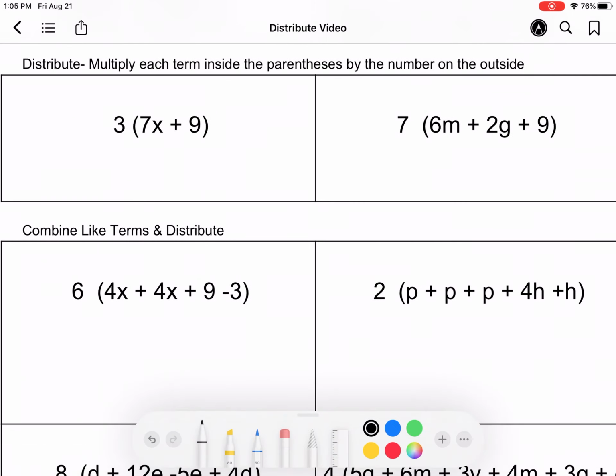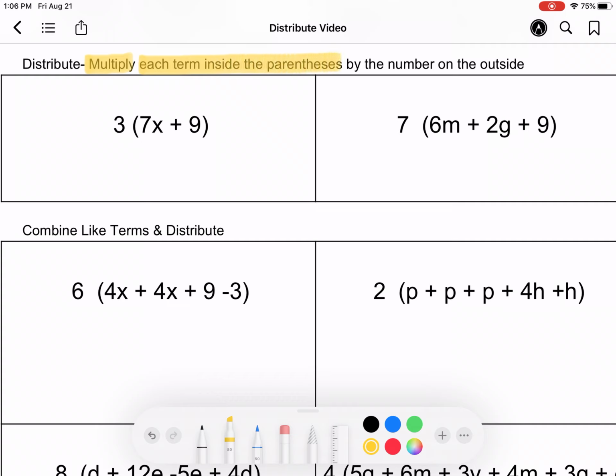Next, we're going to discuss distribution. To distribute simply means to multiply, and we're going to multiply it by each term inside the parentheses. That's very important. So what I'm going to do is take this 3 and multiply it by 7x and by positive 9. So what would I be left with? Well, 3 times 7 is 21. Bring the x with it. And 3 times 9 is 27, and it's positive.